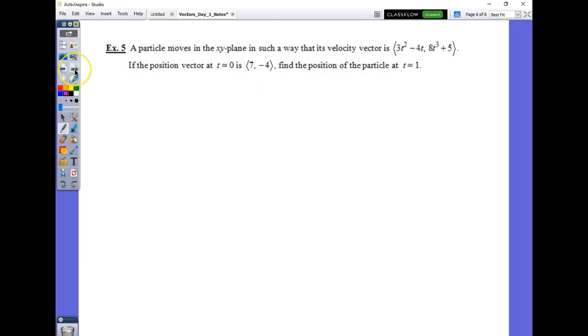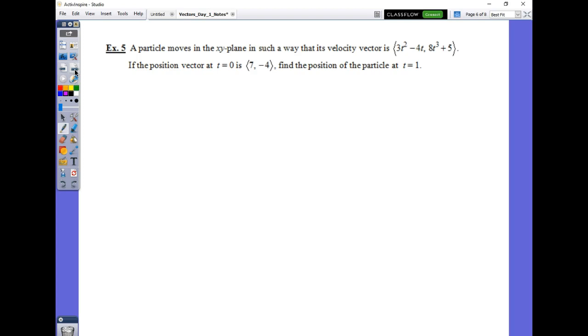Cool. One more. A particle moves in the xy plane in such a way that its velocity vector is 3t squared minus 4t and 8t cubed plus 5. So a little bit different. Now we've got a velocity vector. If the position vector at t equals 0 is 7, negative 4, find the position of the particle at t is equal to 1.